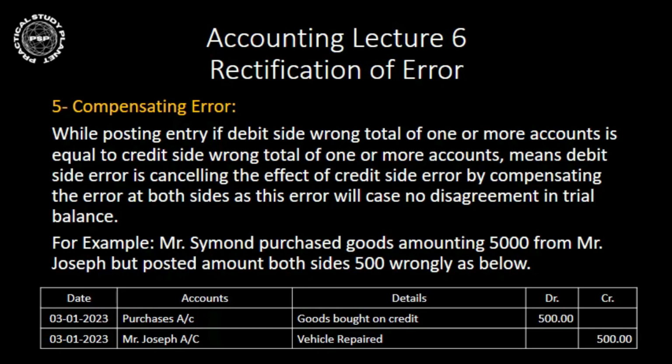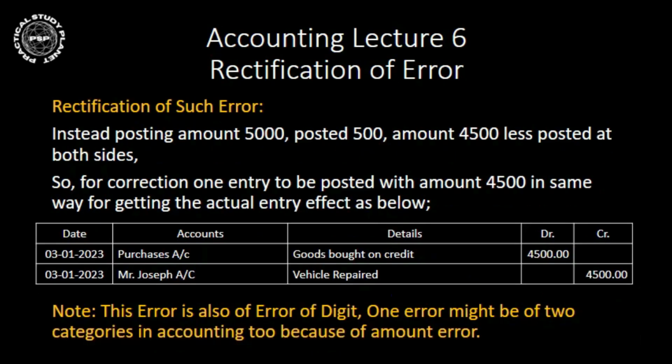For example, Mr. Simon purchased goods amounting to 5,000 from Mr. Joseph but posted the amount on both sides as 500, wrongly. So the debit and credit sides will be okay, but the actual transaction is not okay. So this error will not cause any disagreement in the trial balance.